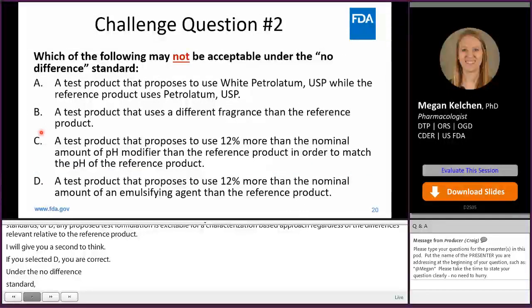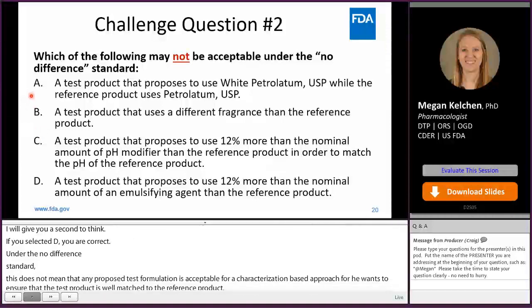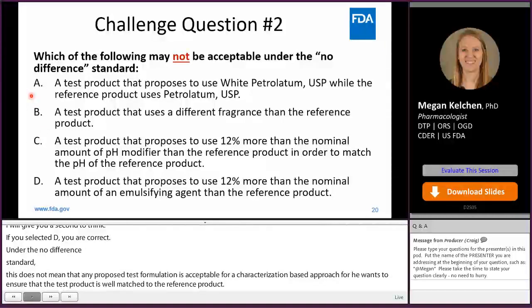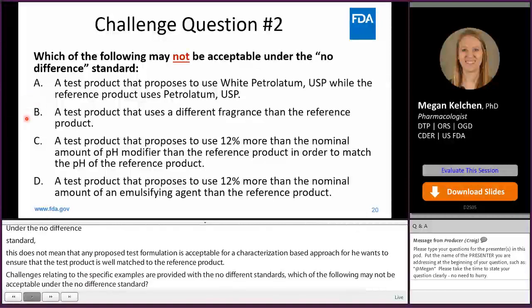Challenge question 2 relates to the specific examples that I provided with respect to the no difference standard. Which of the following may not be acceptable under the no difference standard? A, a test product that proposes to use white petrolatum when the reference product uses petrolatum USP. B, a test product that uses a different fragrance than the reference product.